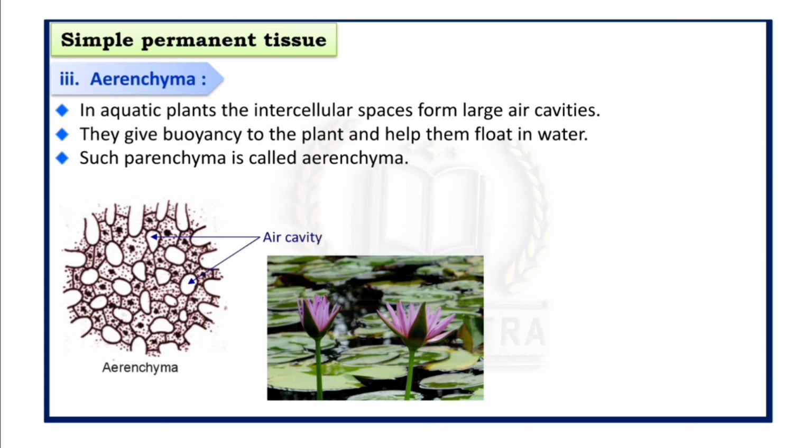Now large air gaps exist in the parenchyma of aquatic plants to let them float on water. So such a parenchyma type is called aerenchyma. I hope everyone is clear.